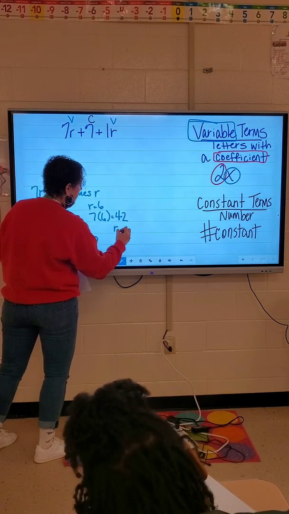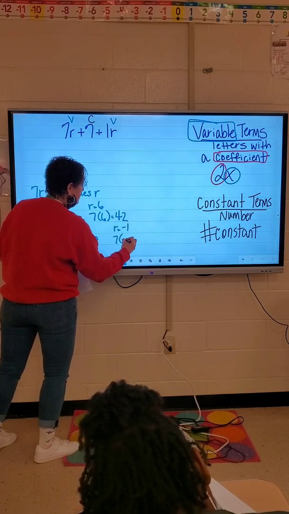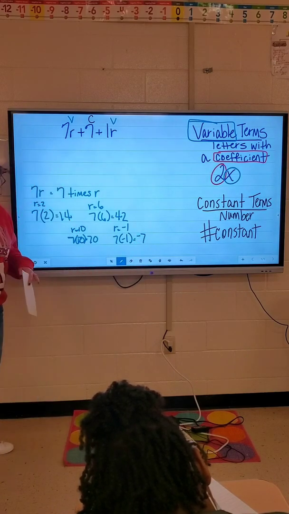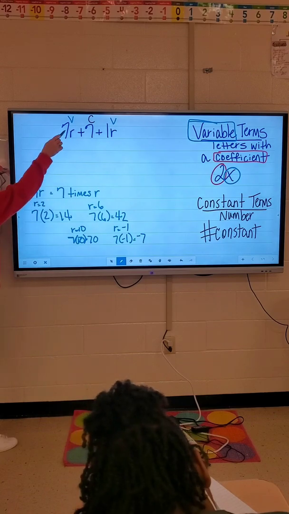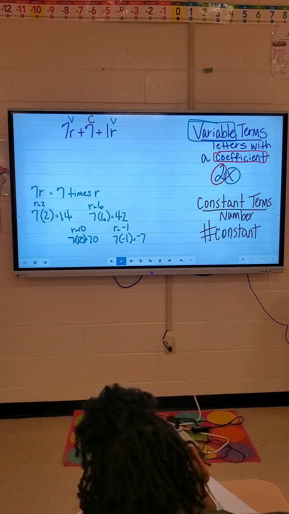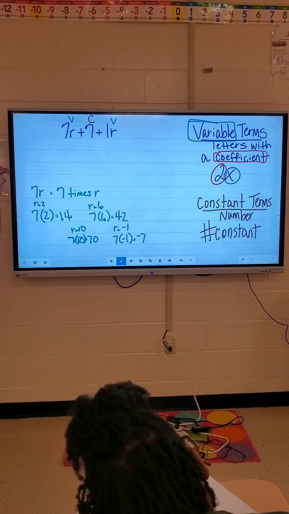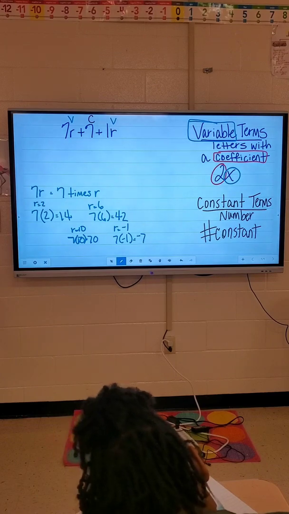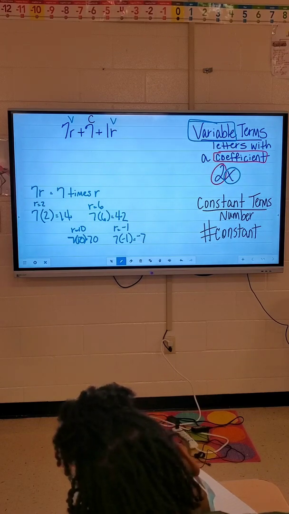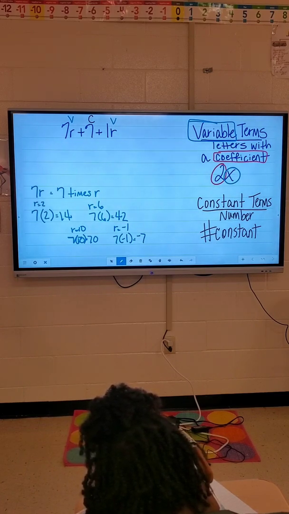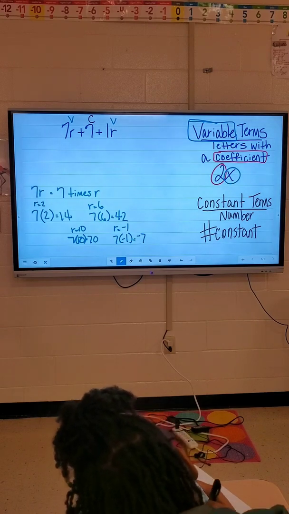And if I tell you R equals -1, what is this equal to? -7. So do you see how the value of this changes depending on R, right? It varies. That's why it's a variable term, because the value of it will vary depending on R. Right? Is everybody with me? That makes sense, doesn't it?